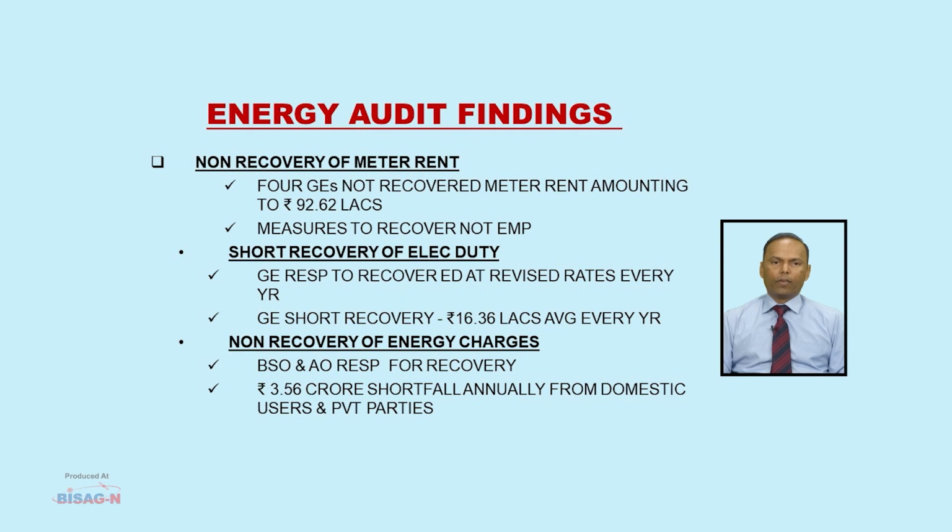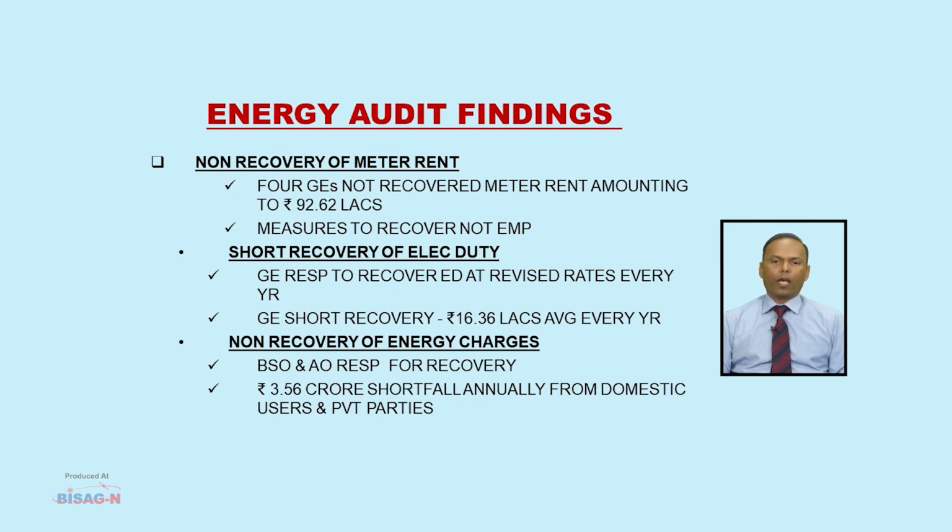Now, another point is the non-recovery of the meter rent. We found during the audit that there are 4 garrisons who did not recover the meter rent amounting to 92.62 lakhs. So, all the measures were not employed for recovering the amount. Another issue is short recovery of electrical duty. G is responsible to recover the electrical duty as revised every year. Because of not regularly revising the electrical duty, around 16.36 lakhs on average per year was the short recovery loss. Now, non-recovery of energy charges, BSO and the account officer is responsible for the recovery.